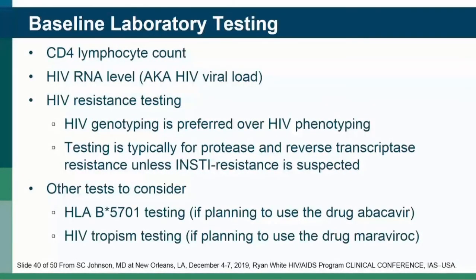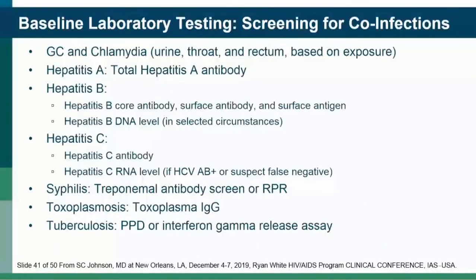So baseline laboratory testing also includes the CD4 lymphocyte count, the HIV RNA level, and of course resistance testing. We prefer genotyping over HIV phenotyping. And the resistance testing is typically for protease and reverse transcriptase unless there is a concern that integrase resistance could be present. And there are other tests that you would consider. Probably with some frequency, people are using HLA-B5701 testing. I don't think HIV tropism testing is being done much for initial therapy.